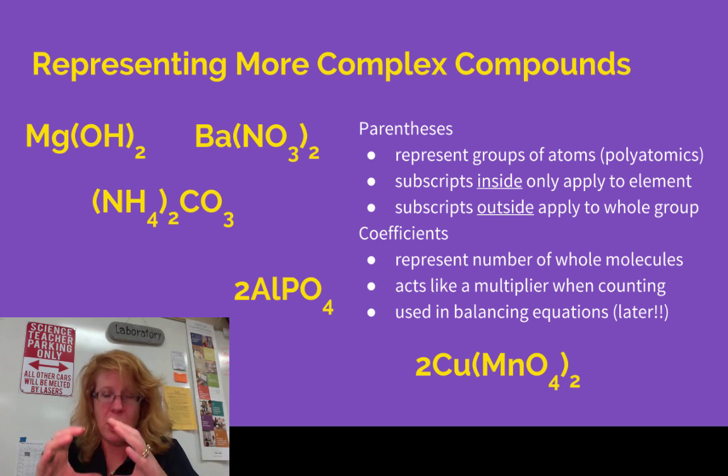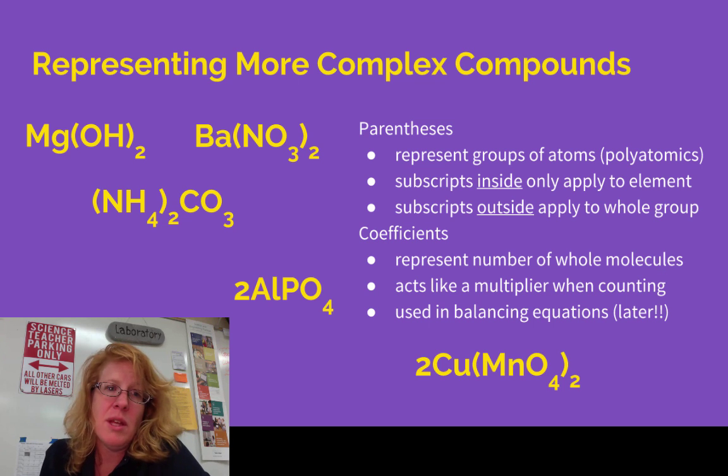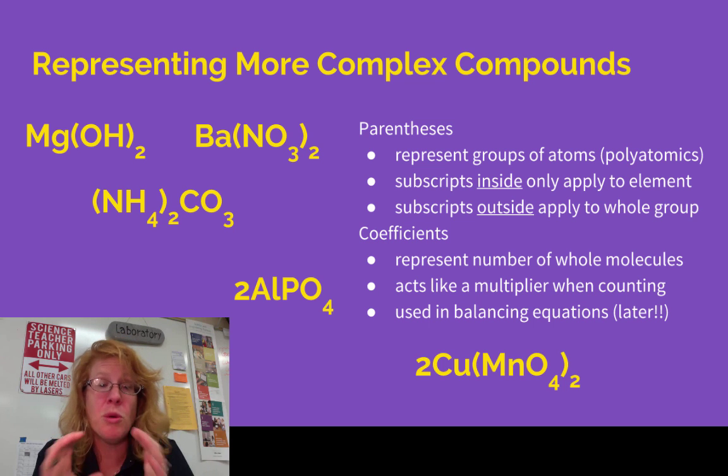There's an OH and then there's another OH. So that subscript only applies to the set of things inside the parentheses, not just the element it's touching. So in Ba(NO3)2 we've got 2 different kinds of subscript numbers in there. The 3 that's inside the parentheses only applies to the oxygen, but the 2 that's outside the parentheses applies to that whole group. So there's 2 NO3s. There's an NO3 and another NO3.